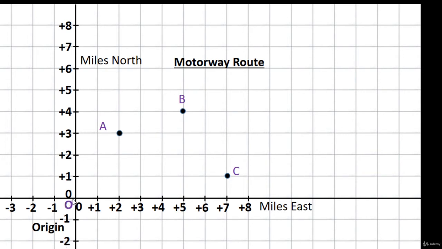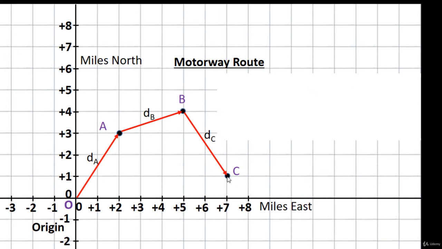Distance between the origin or start point and point A is distance dA. That's equivalent to travelling 2 miles east and 3 miles north. And distance between A and B is dB. That's equivalent to travelling 3 miles east and 1 mile north. And finally, travelling between B and C, that's a distance of dC. That's equivalent to travelling 3 miles south and 2 miles east. The total distance travelled is the sum of these, dA plus dB plus dC.